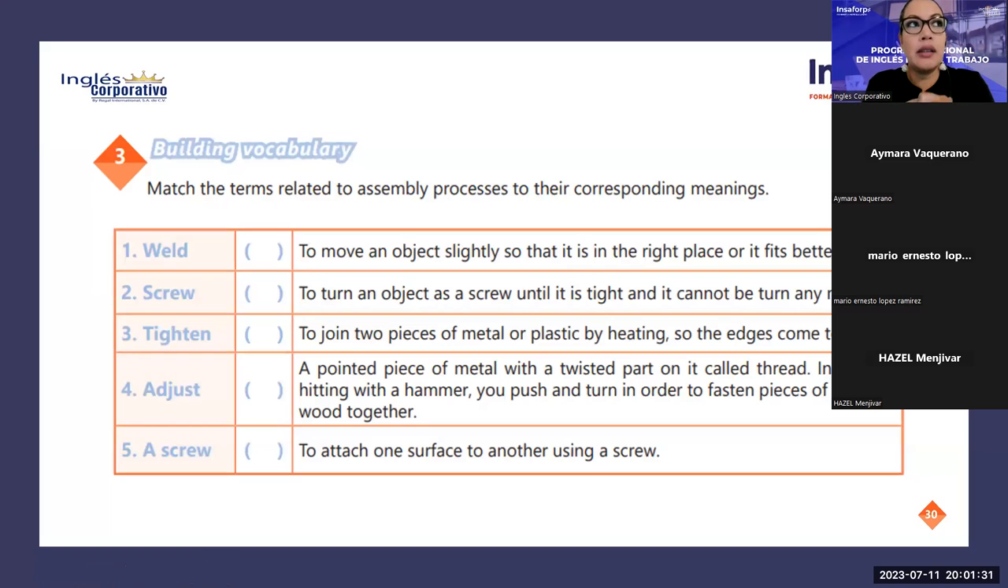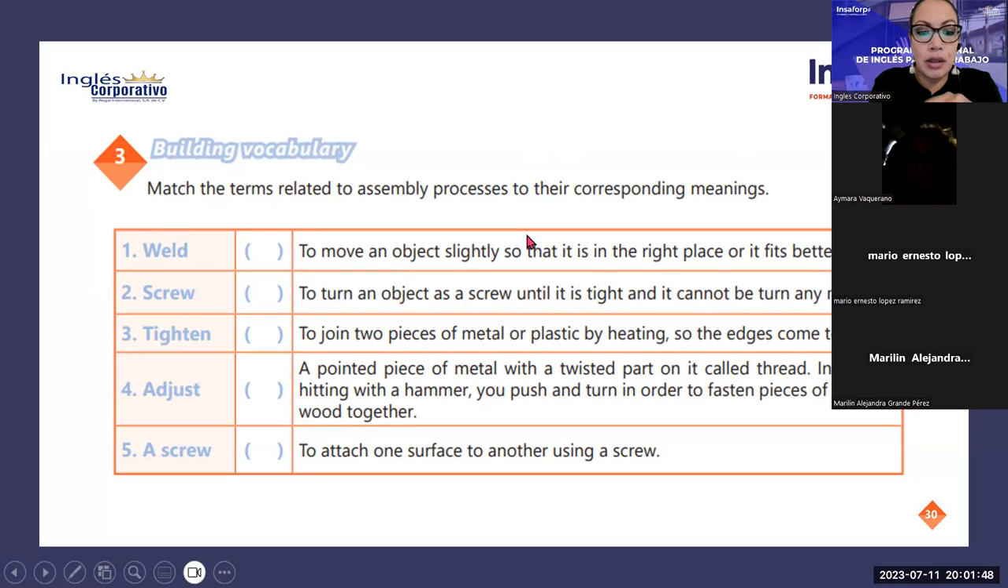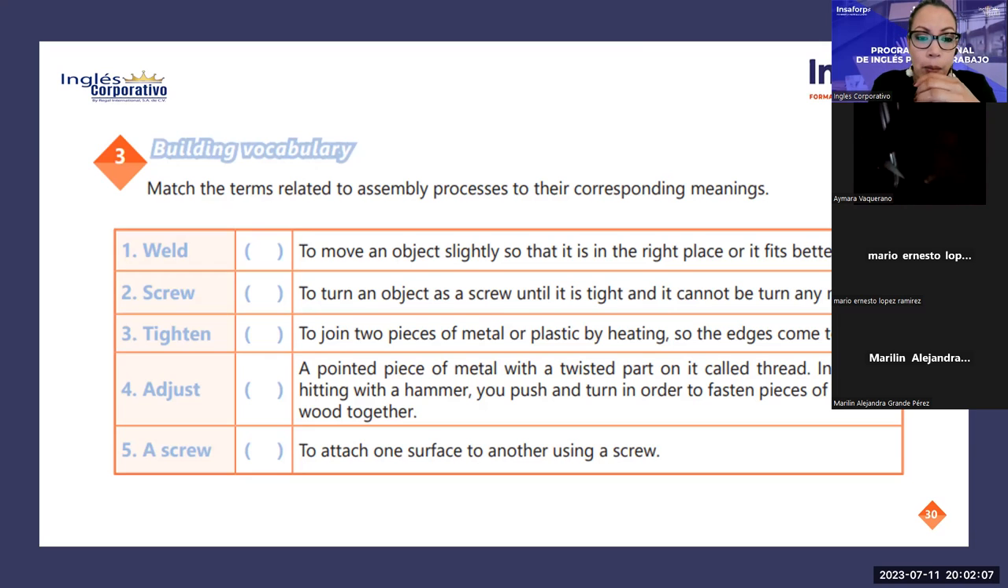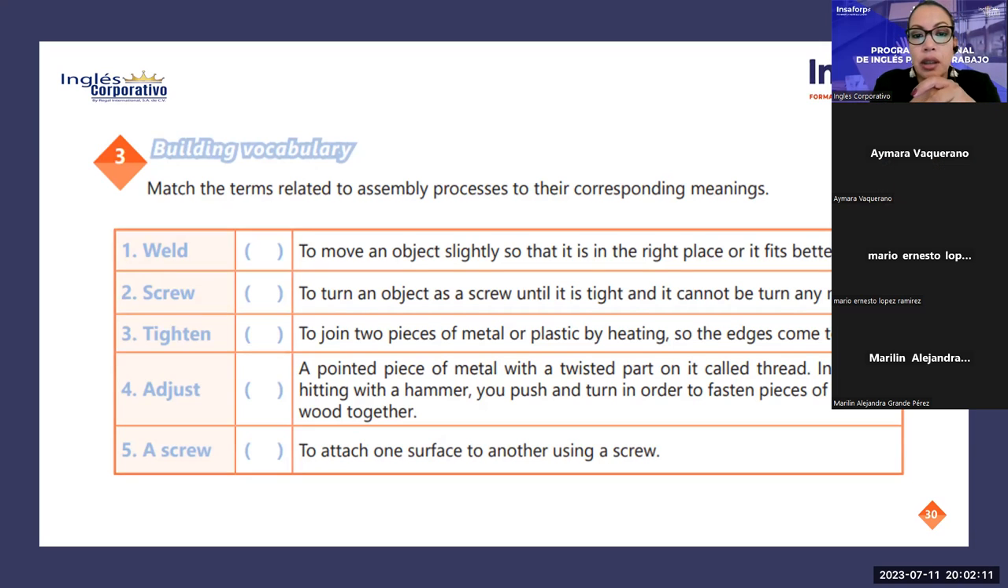The first exercise is to continue building our vocabulary. This is: match the terms related to the assembly process to their corresponding meaning. So we have weld, screw, tighten, adjust, and a screw. And we have the definitions here: to move an object slightly so that it is in the right place, or to turn an object such as a screw until it is tight and it cannot be turned anymore.